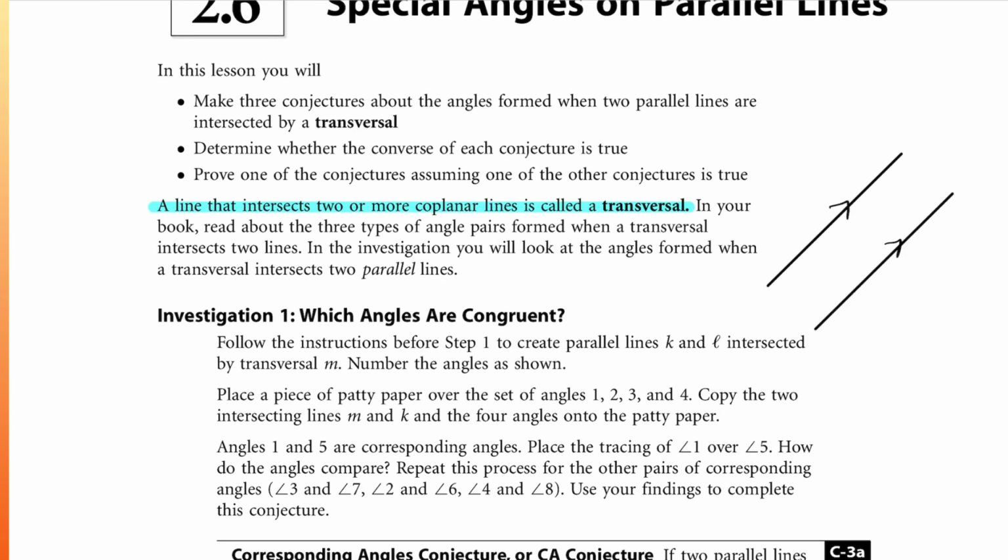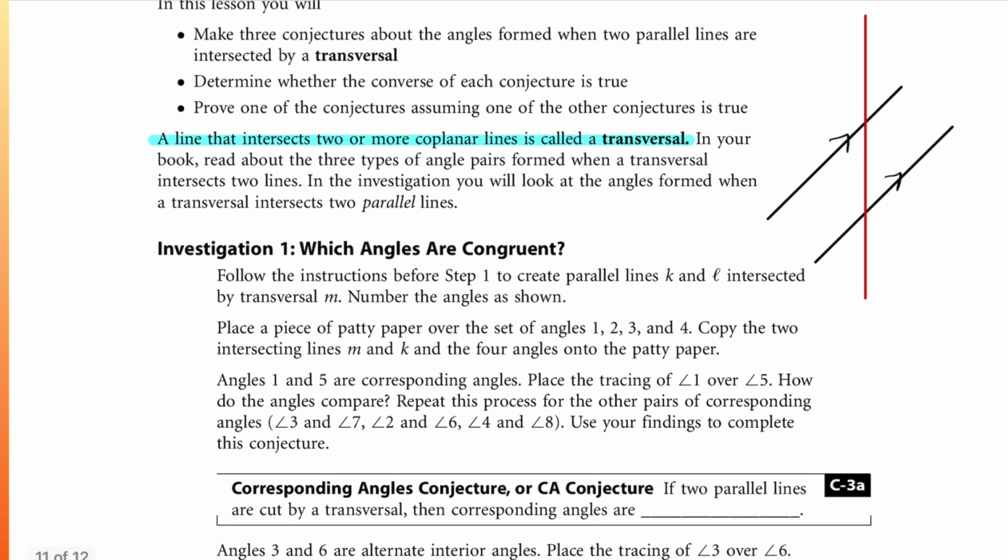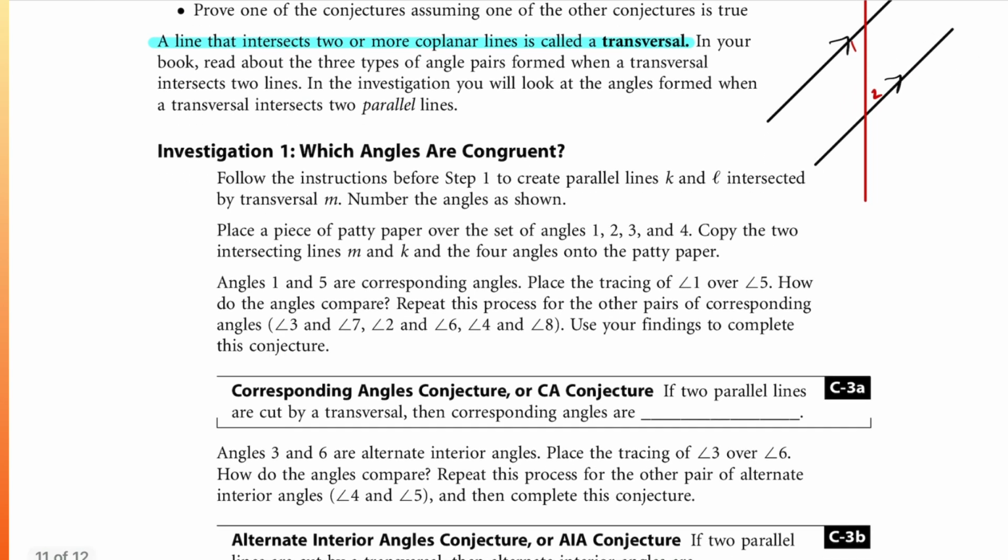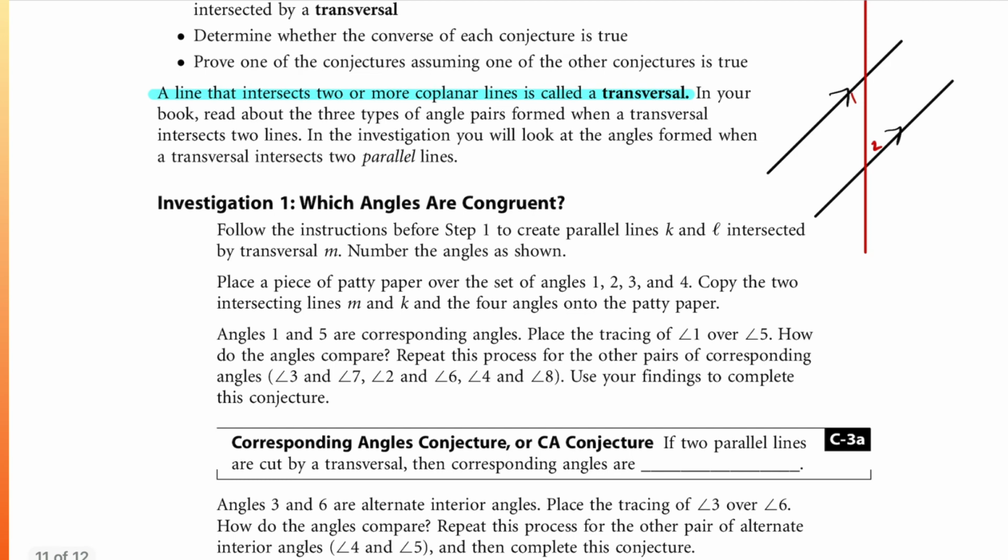So we're going to look at the angles that are formed. There's going to be some terminology. It turns out that angle 1 and angle 2 are called alternate interior. What else do we have? We have corresponding angles. No, I'm sorry, angle 3 and angle 4 are not corresponding. Those are called alternate exterior.